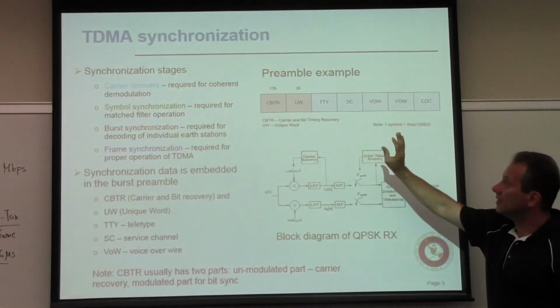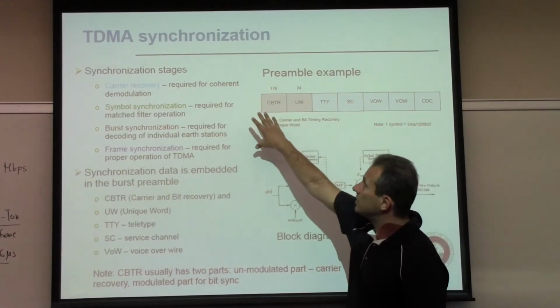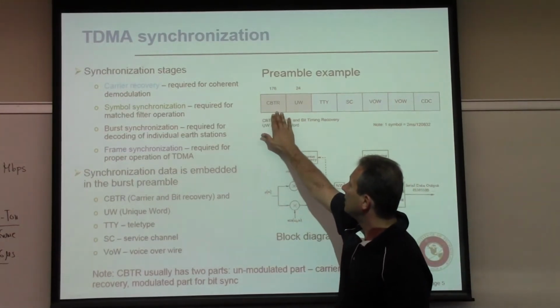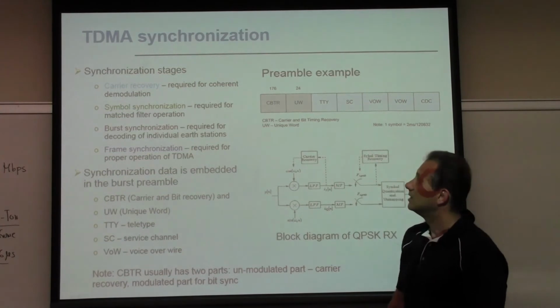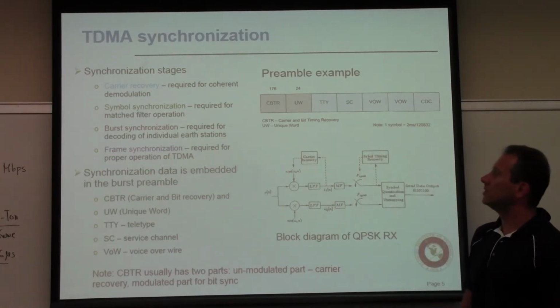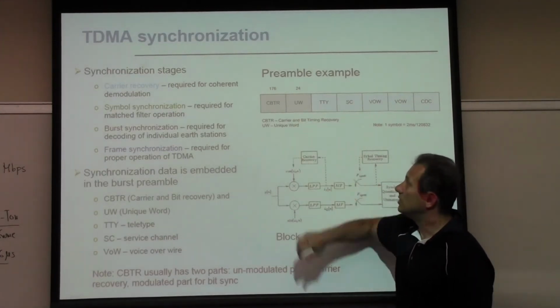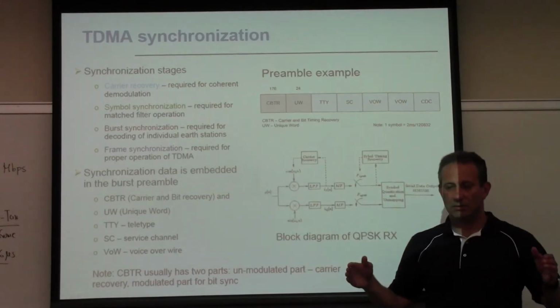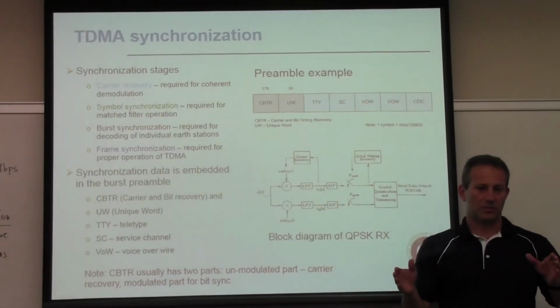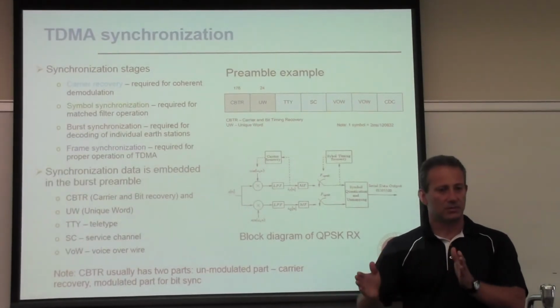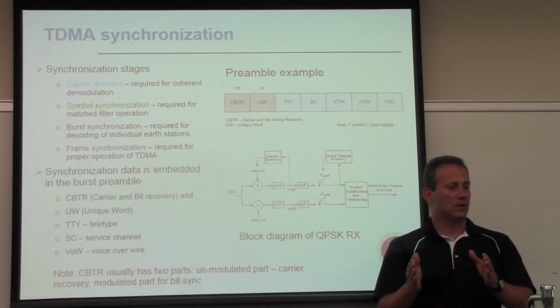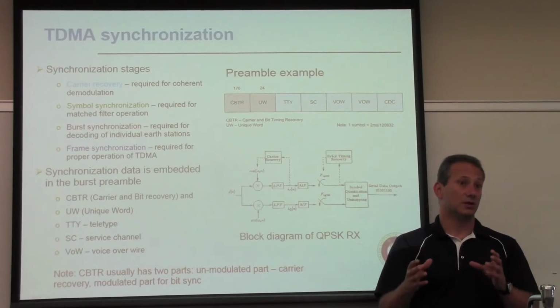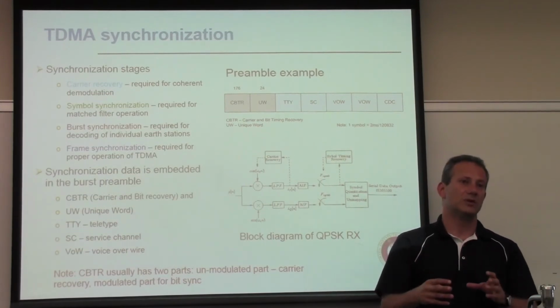But this is an example, as I said, of the preamble. There are several synchronization levels. First one is the carrier recovery, and these are the bits here that allow you to synchronize to the frequency and the phase of the carrier. Then symbol synchronization, you use the unique word for that. The unique word serves two purposes. It will help you delineate the symbols, but that's why it's called unique word, it will also carry a signature of a particular earth station.